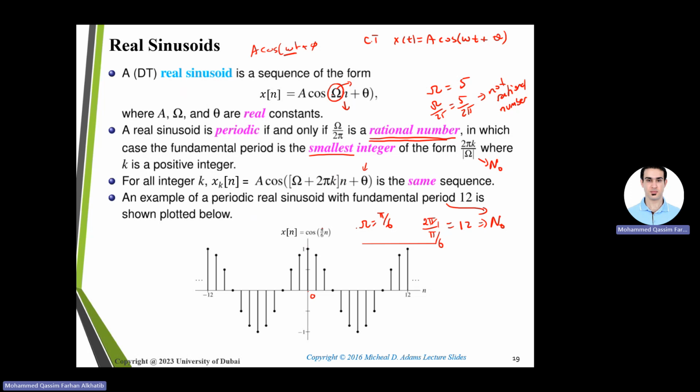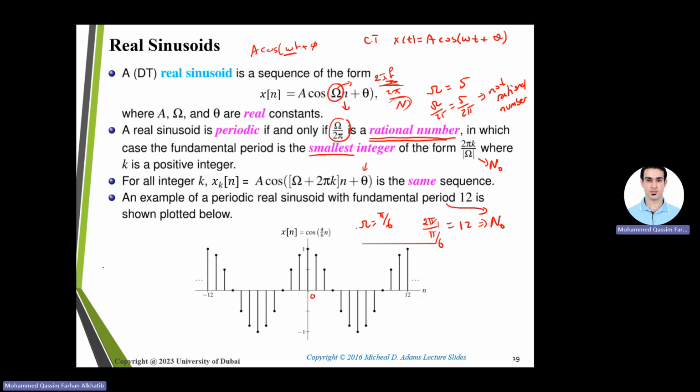So this one is the angular frequency, which is represented as 2 pi f or 2 pi over N. N is the fundamental period of the signal. All right. However, there is a condition here: not always will sinusoidals be periodic in the discrete domain. The condition to have a periodic sinusoidal is that this constant omega over 2 pi should be a rational number. A rational number is represented by integer over integer.